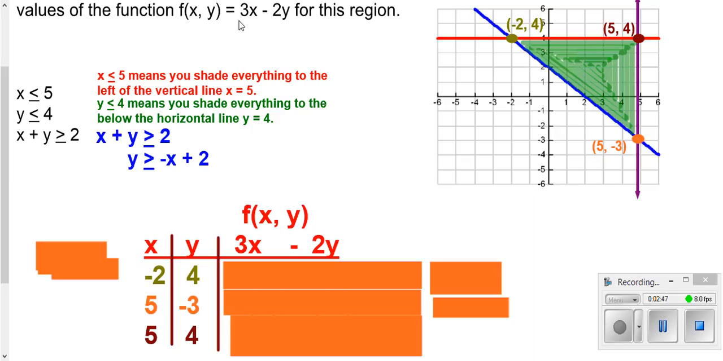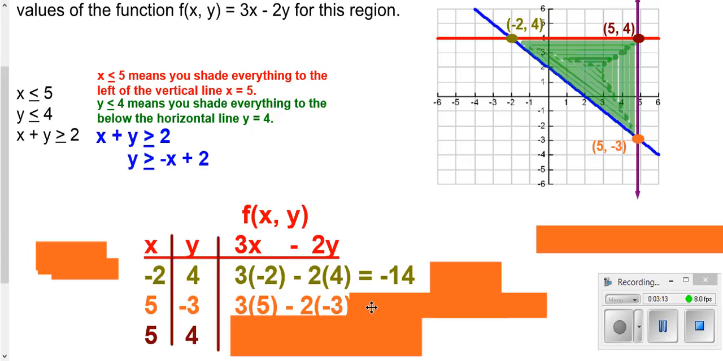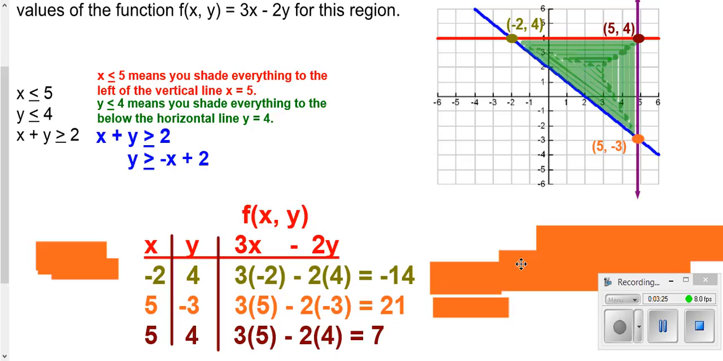So now we need to plug it into our function, which is 3 times your x minus 2 times your y. So I'll take 3 times my x coordinate minus 2 times my y coordinate, and then that gives me -14 because I get a -6 minus 8. Plug this x in, plug this y in into my function. So I get 3 times 5 minus 2 times -3. So I get 15 plus 6, which is 21. And then I'll plug in the 5, 4. So 3 times 5, which we know is 15, minus 2 times 4, which is 8. And 15 minus 8 is 7.